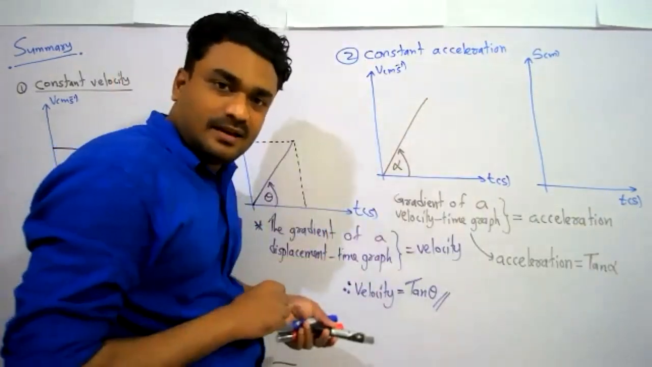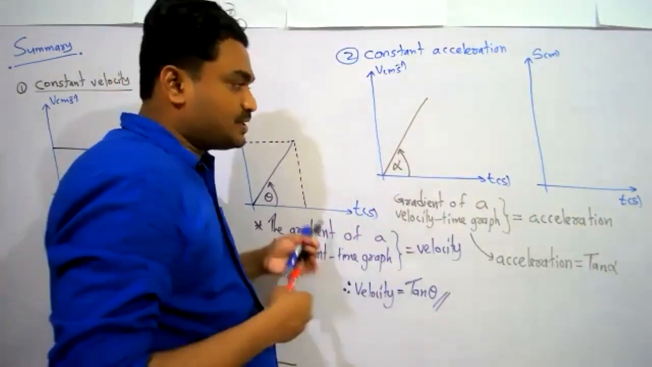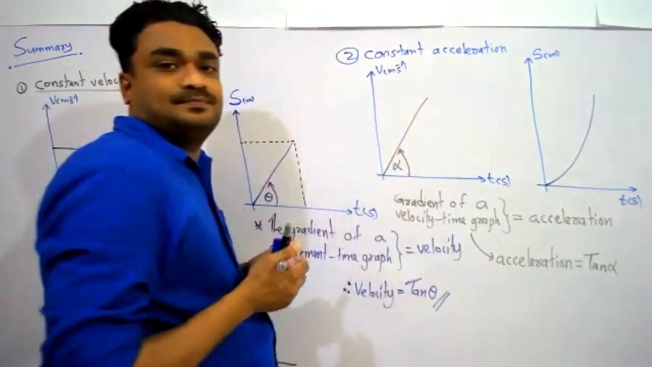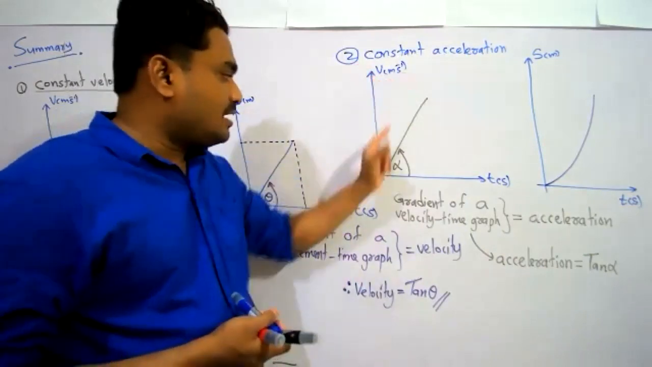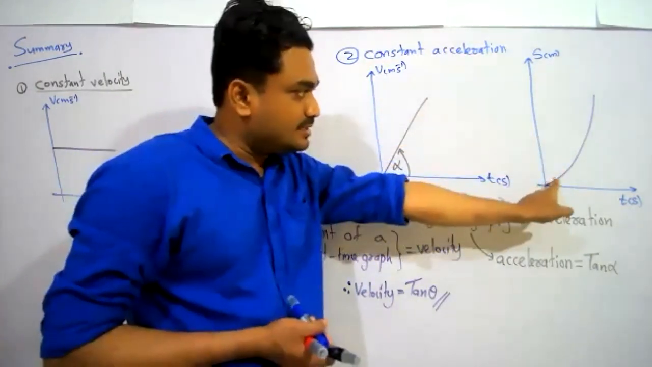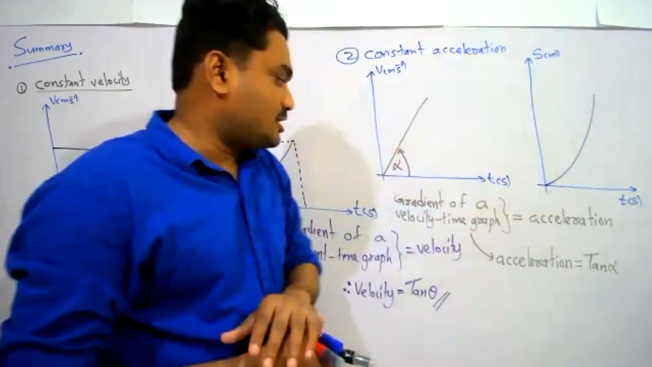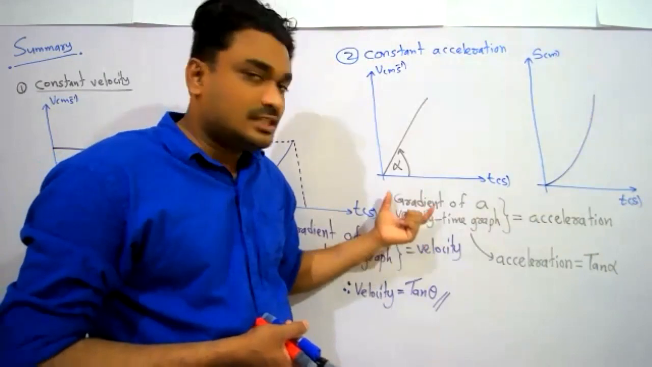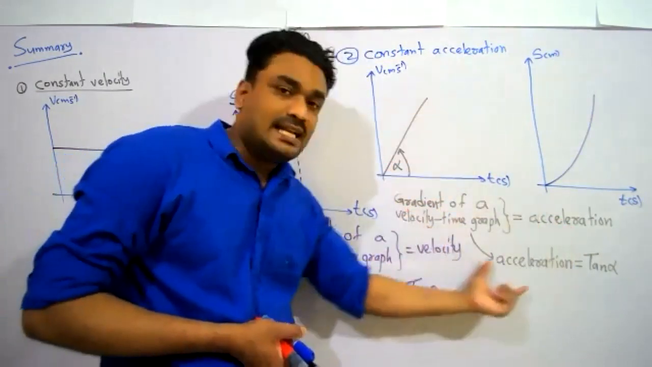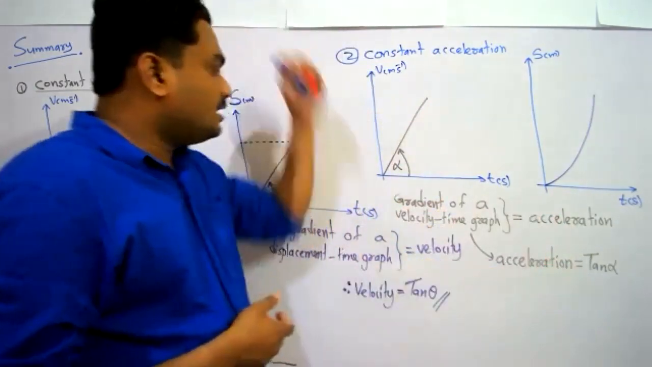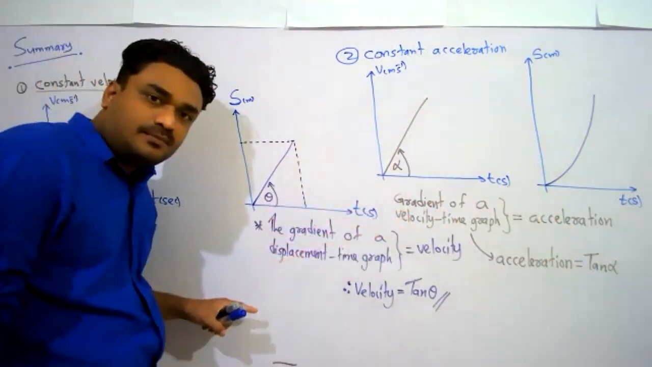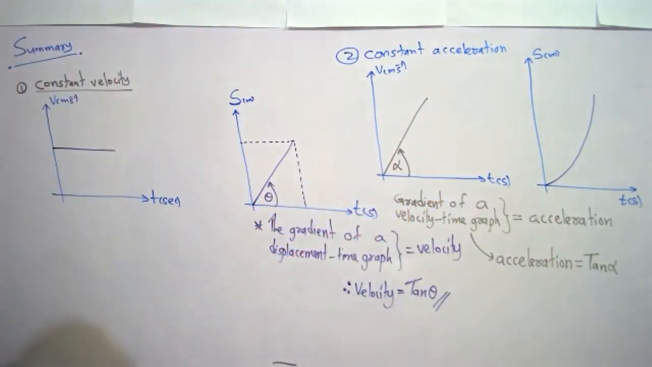In a displacement time graph, acceleration is represented in a different way. Acceleration is represented like this, right? Velocity time graph, this is how we represent constant acceleration. Displacement time graph, this is how we represent constant acceleration. The gradient of this velocity time graph is acceleration. Therefore, if you find tan alpha, that is equal to acceleration. Got it? Completed here. So two different graphs, two different meanings, right?